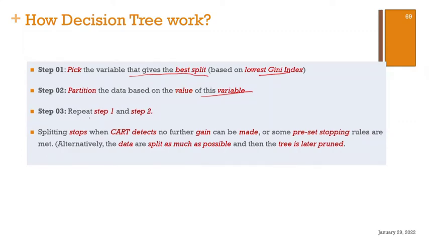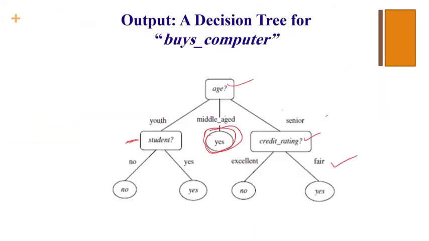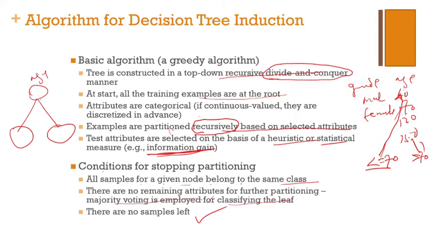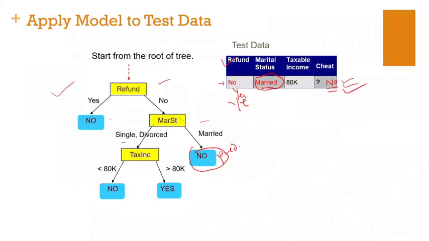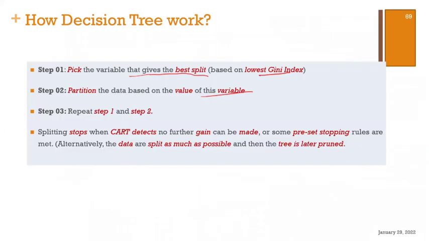Then step 3, repeat step 1 and 2. This is why it is recursion. You keep repeating it until any of the 3 conditions I mentioned earlier are met. If you remember, these are the conditions: either all samples of a given node belong to the same class, or there are no more remaining attributes for further partitioning, or there are no samples left. You keep going until any of those things happen. So it's a very simple 3-step algorithm.